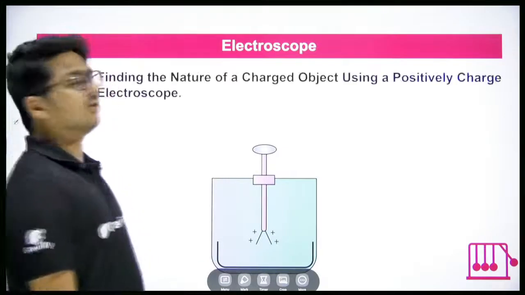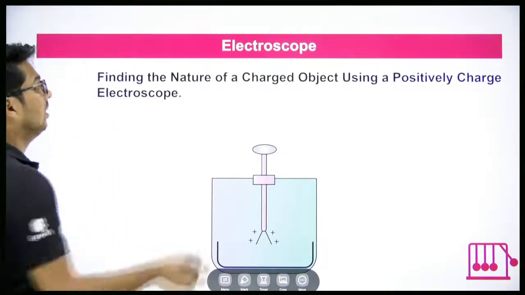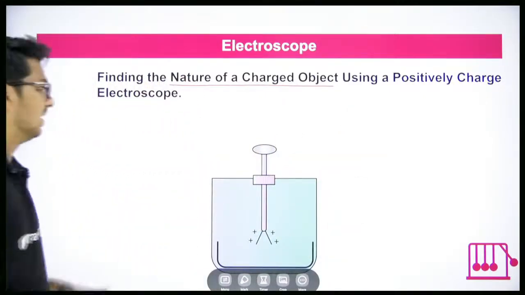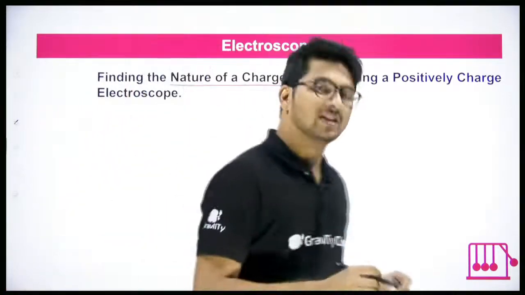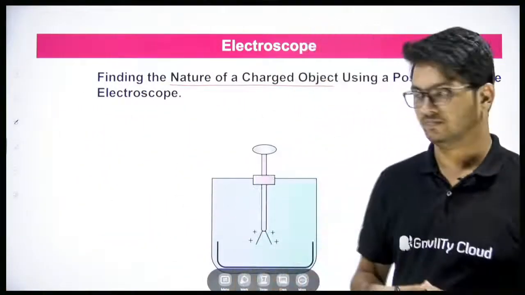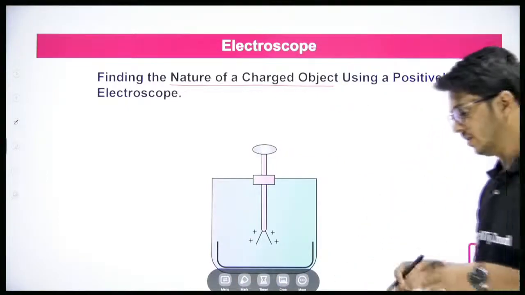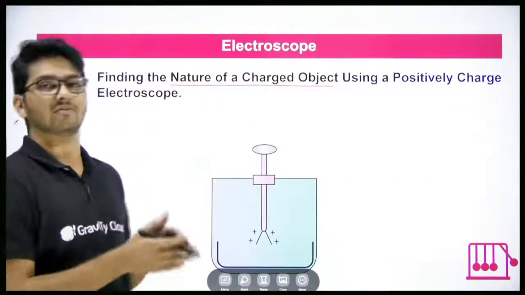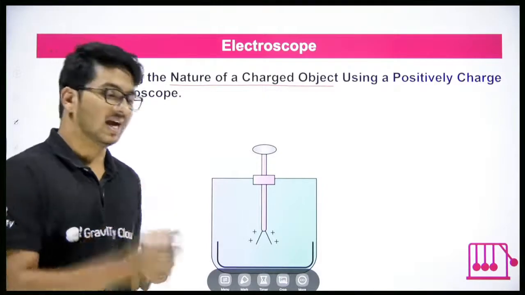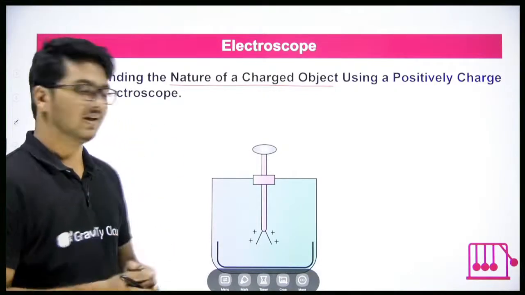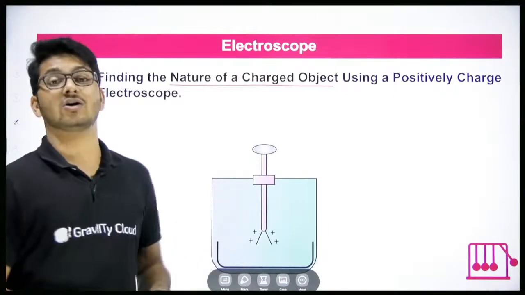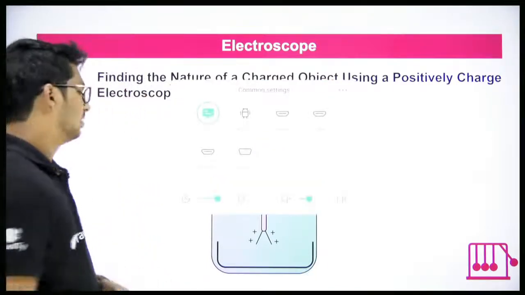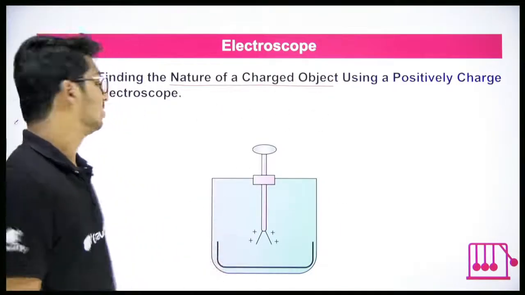Next. Now we'll see how to use an electroscope to find the nature of a charged object, that is, to find whether a given rod is positive or negative. How do we do that? That's what this is about. Now for this there is an interesting condition at the beginning itself: we have to know whether the electroscope's foils are positively or negatively charged. That means at the beginning itself they should be charged. So let's look into that.